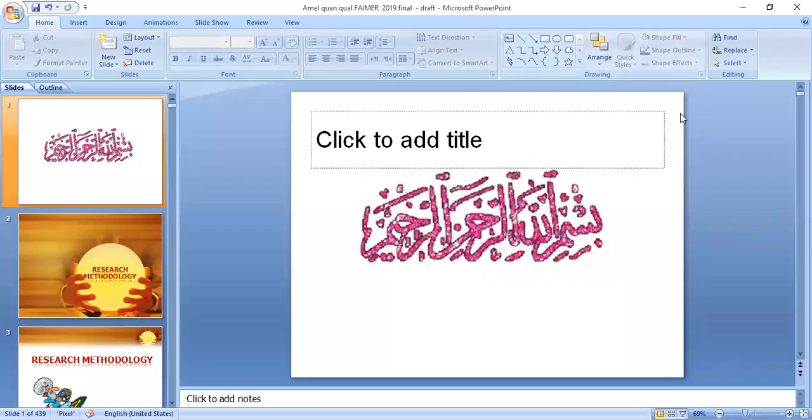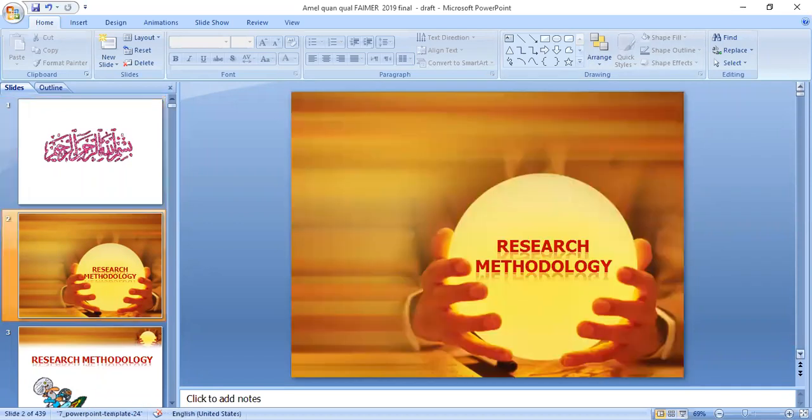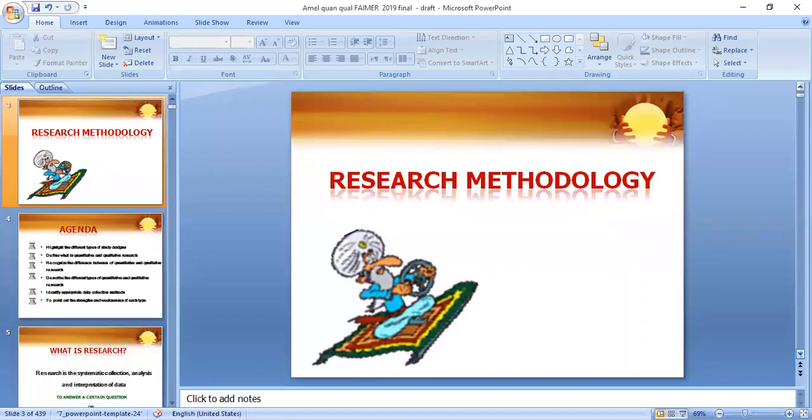Bismillahirrahmanirrahim. Assalamu alaikum. We will talk about research methodology. So let us start our journey in the research methodology field.